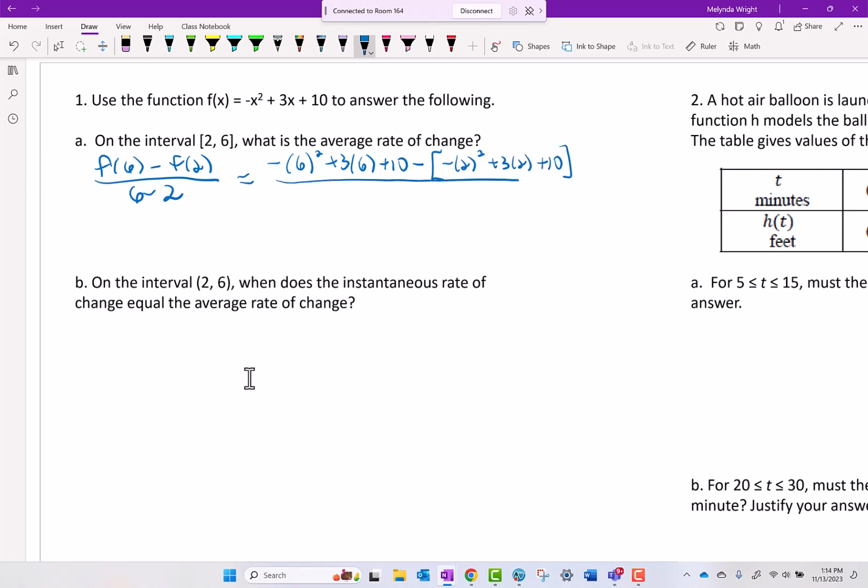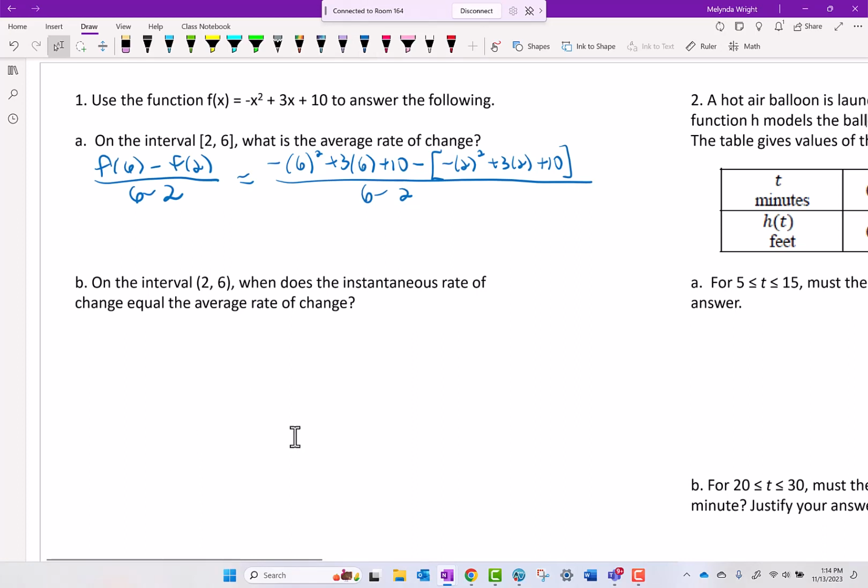And then I'm going to go over 6 minus 2. Okay, that's what I would do without a calculator. I would just do the arithmetic in my head or on paper. But what I would like to do is practice. We want to practice with the calculator and make sure that we can do that with the calculator.